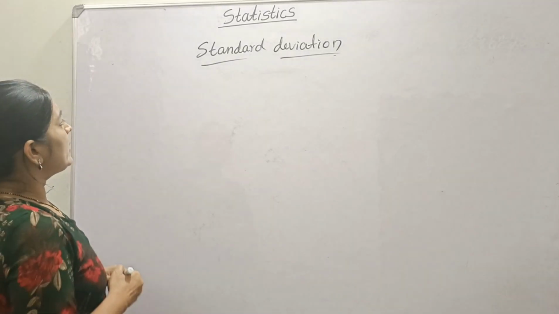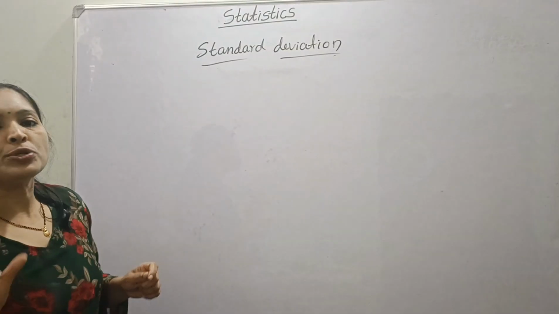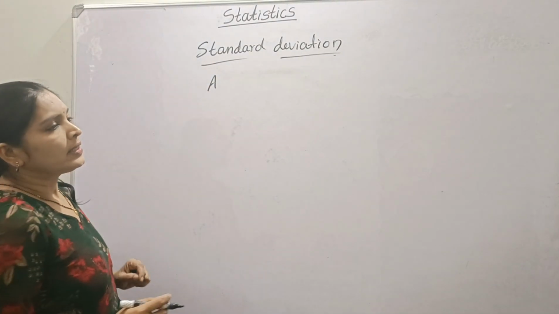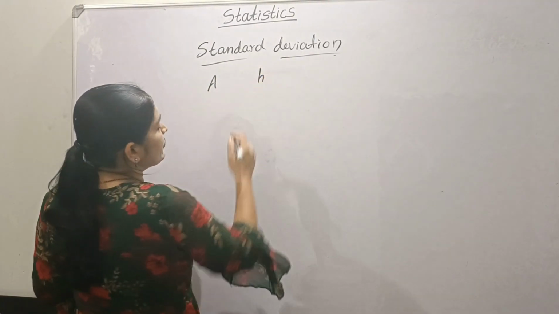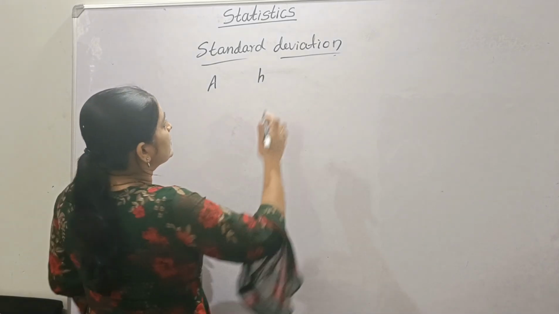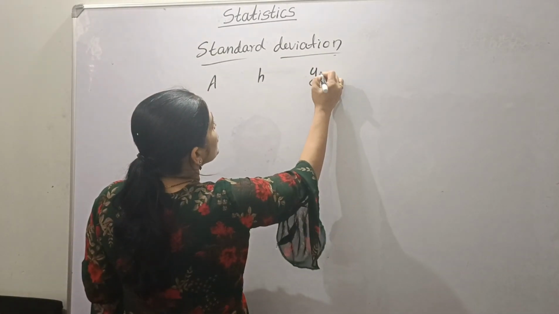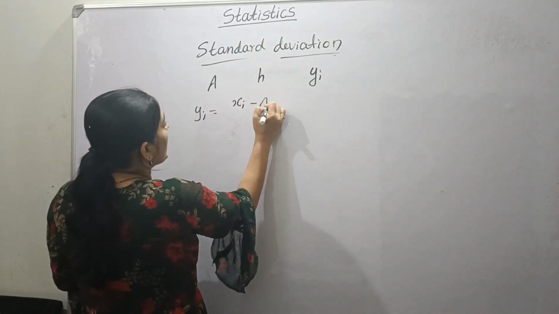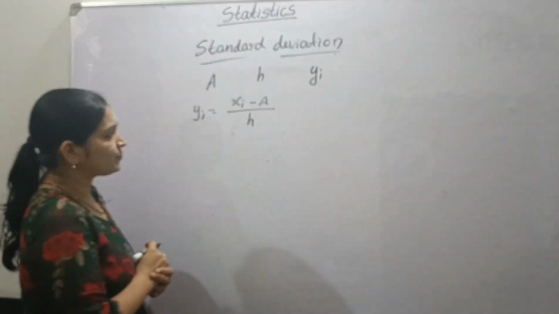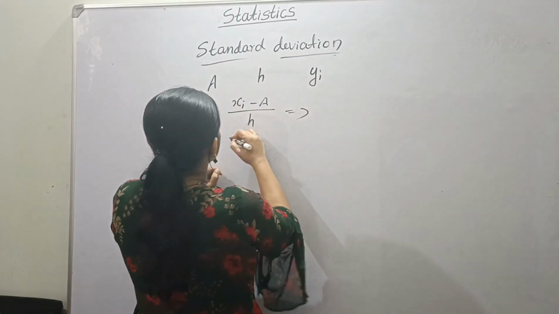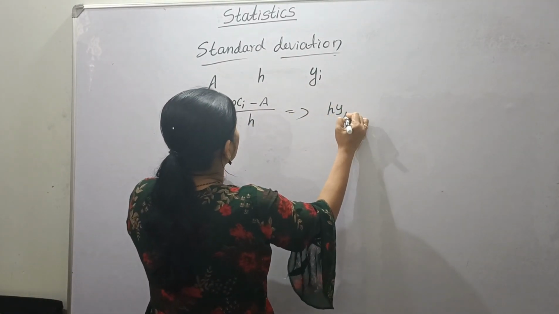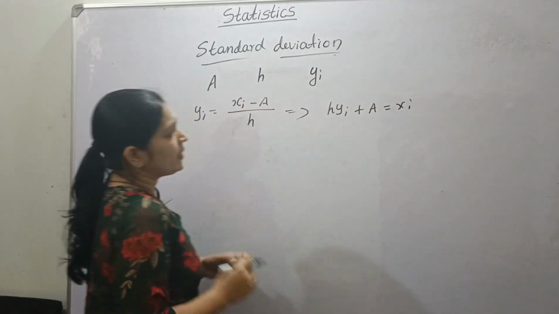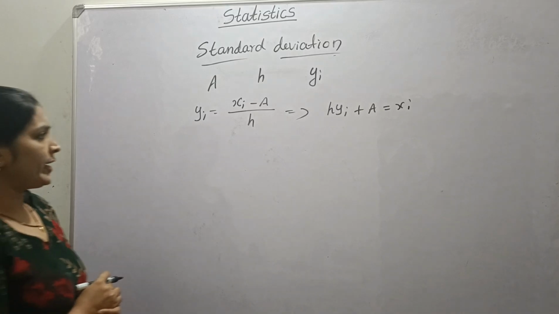For that, let us take an assumed mean A, and let h be the class interval, the width of the interval. Then define new values yi such that yi is equal to xi minus a divided by h. That implies xi is equal to a plus h into yi.